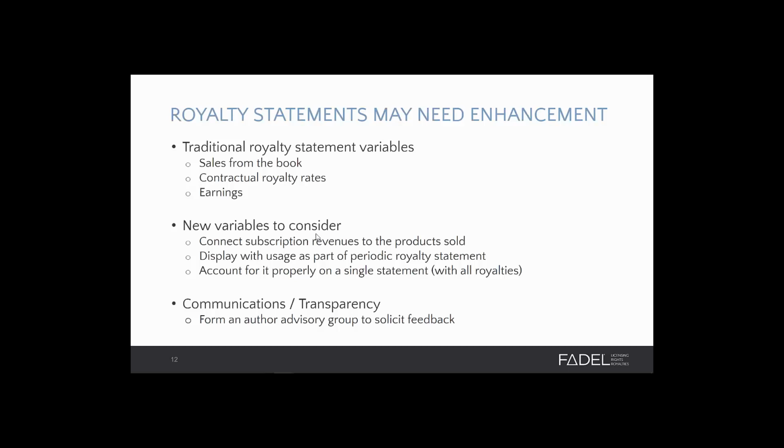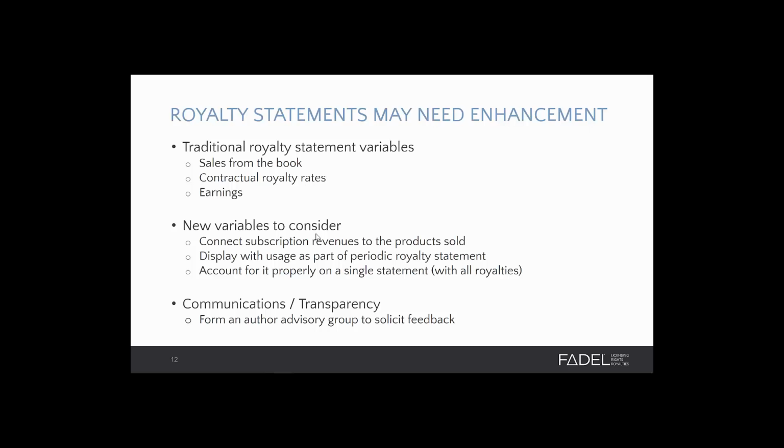If there is subscription revenue rules in place, you need to connect that subscription revenue back to the product sold. You need to display this information with the usage as part of the royalty statements that are coming out. And you need to account for it properly on a single statement so that your royalties for subscription sales are on the same statement that your royalties for non-subscription sales are. This will convey the basic transparency so that you can let your authors know exactly what went into the calculations themselves.